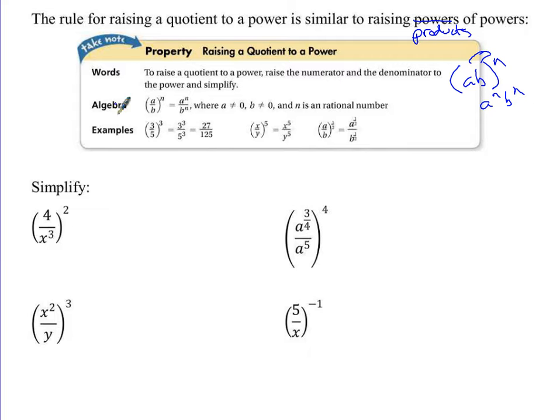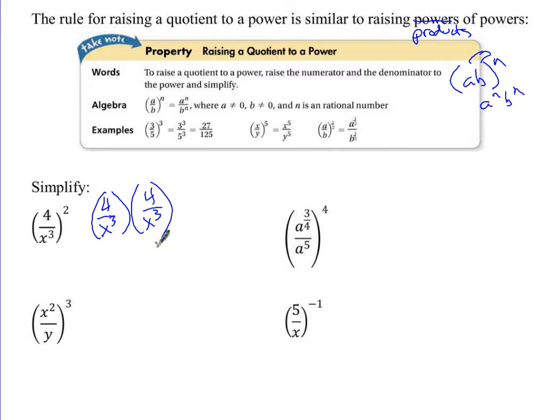So before I talk about this, let's do this first one right here. When I have something squared, what does something squared mean? It's times itself, yeah. So I'm going to rewrite this, just like I've been doing all along, as 4 over x to the third times itself, 4 over x to the third. And now we have two fractions that we're multiplying together. You guys see that?